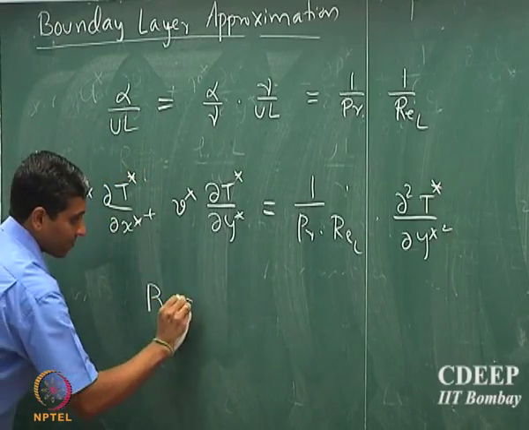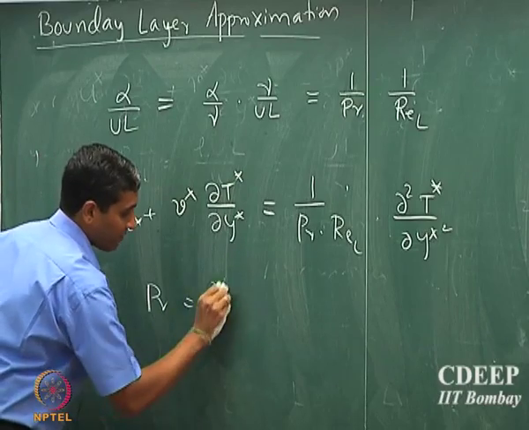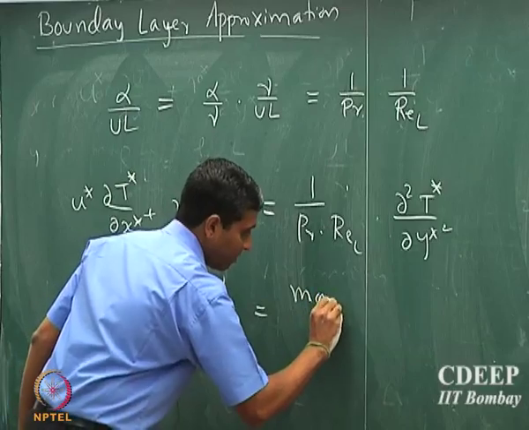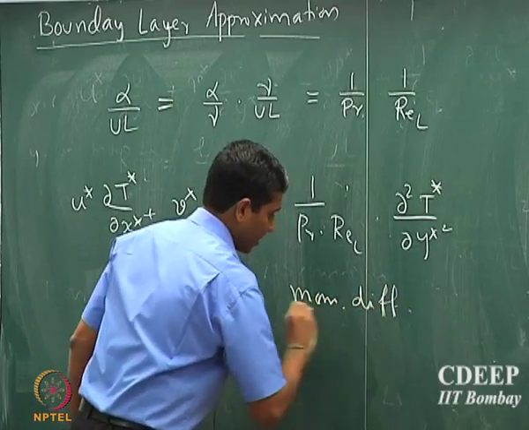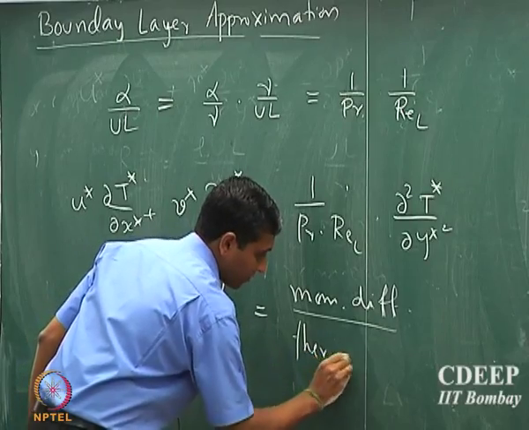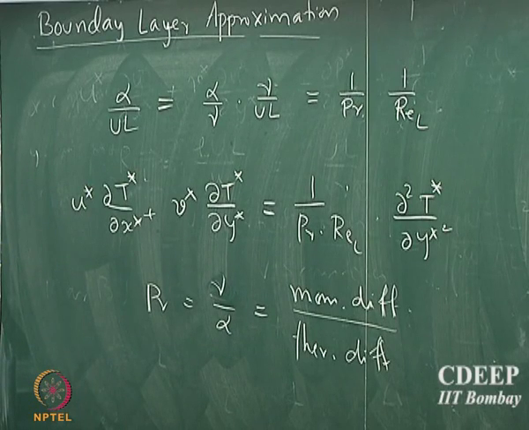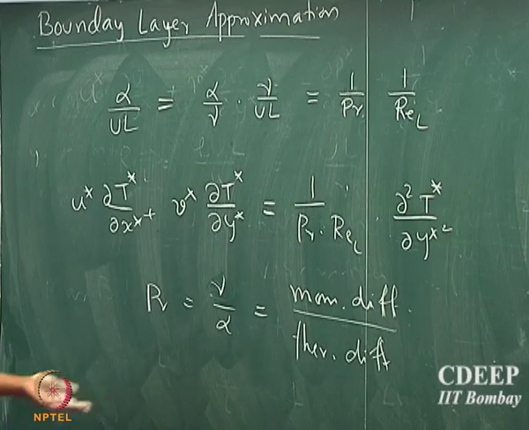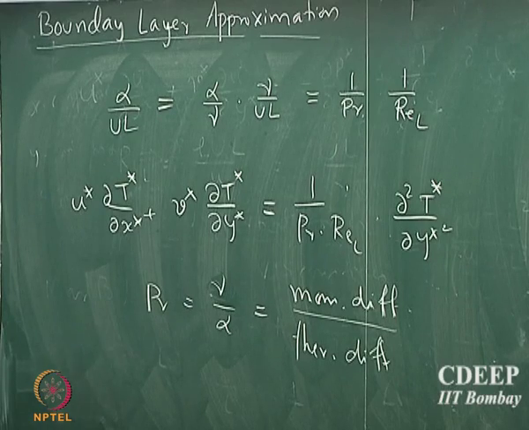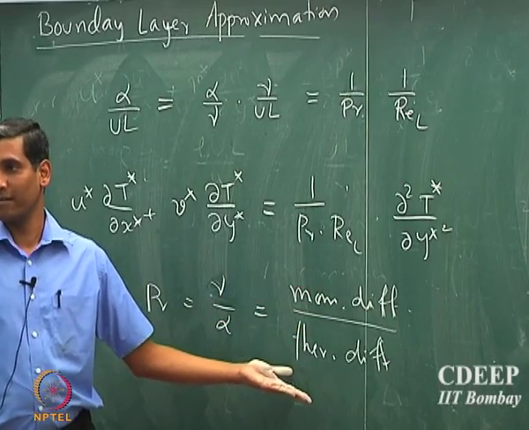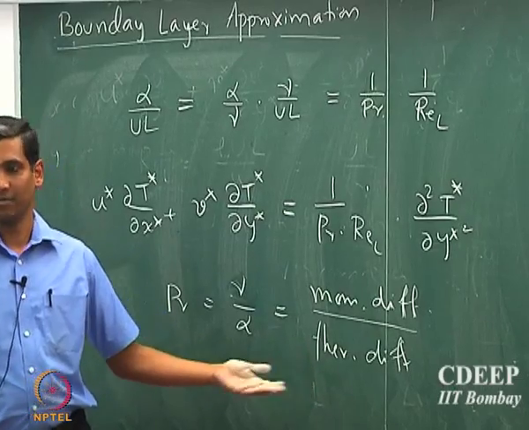So Prandtl number is nu by alpha. Nu is momentum diffusivity, alpha is thermal diffusivity, right? So this is momentum diffusivity divided by thermal diffusivity. That is what Prandtl number is. So it tells you, supposing there is simultaneous momentum and heat transfer, what is the extent of momentum diffusion versus the extent of thermal diffusion, and both of these are happening simultaneously. Okay.